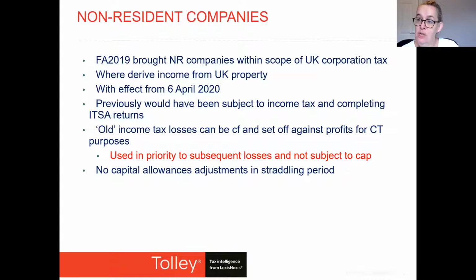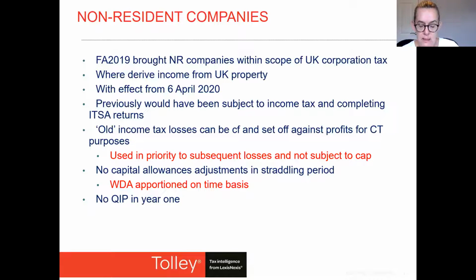No capital allowances adjustment, so you basically just apportion it between income tax. No quarterly instalment payments in year one, and then any interest now falls into the non-trading loan relationship rules. So fairly straightforward, and I think most companies caught by that will now have that under their belt.